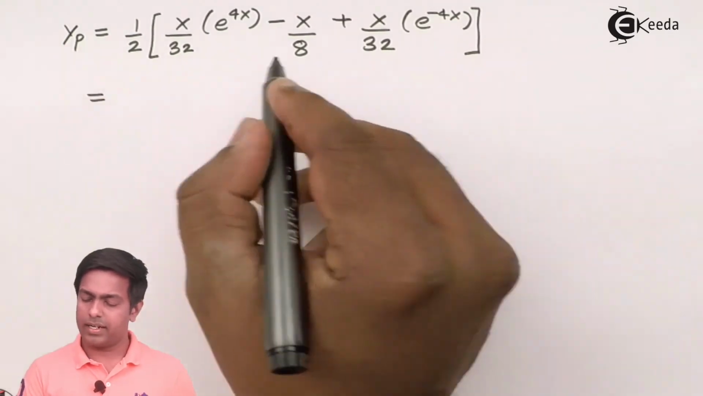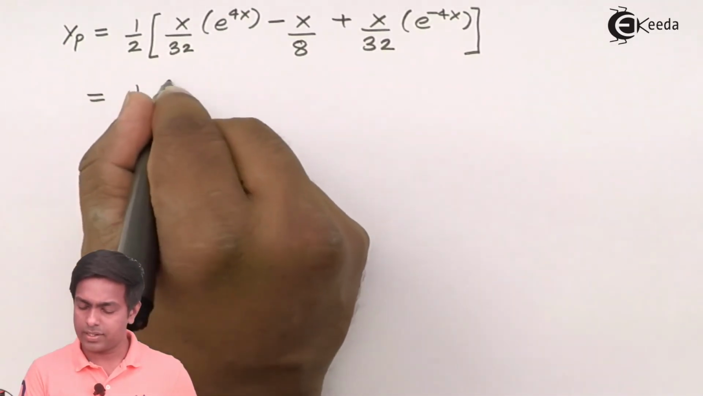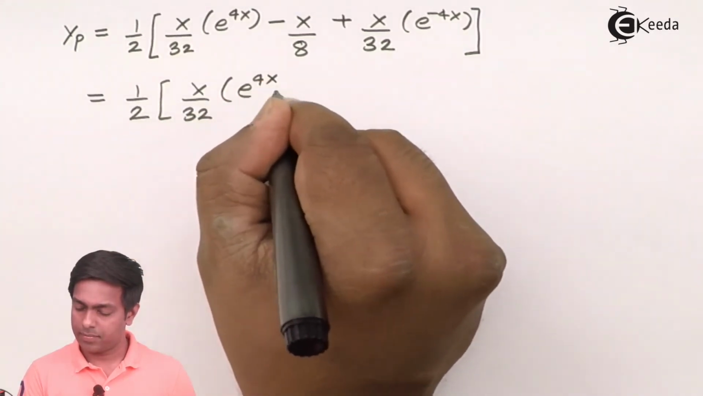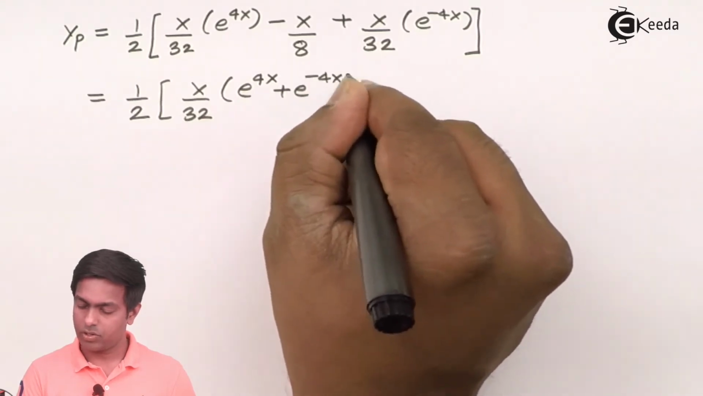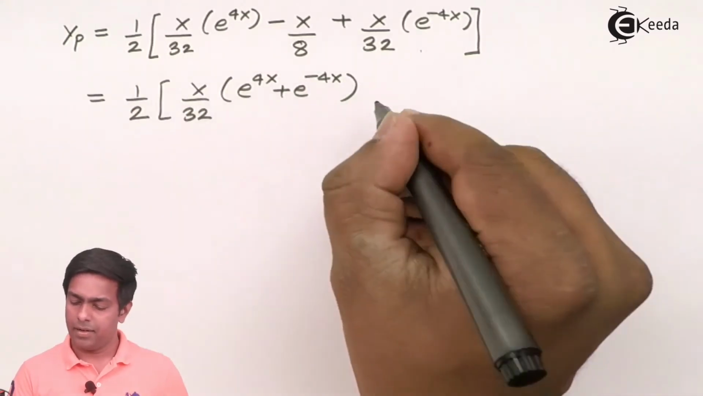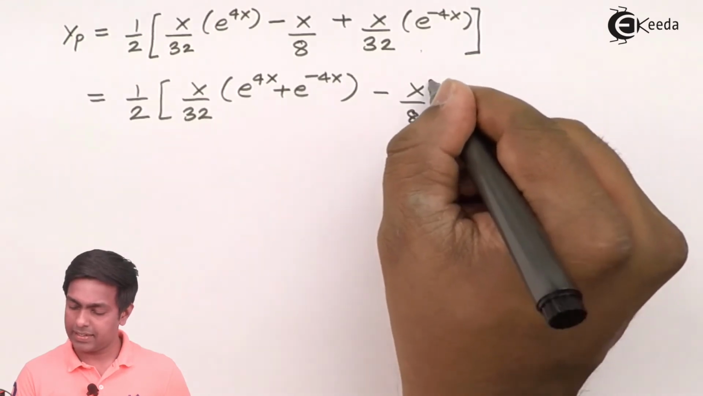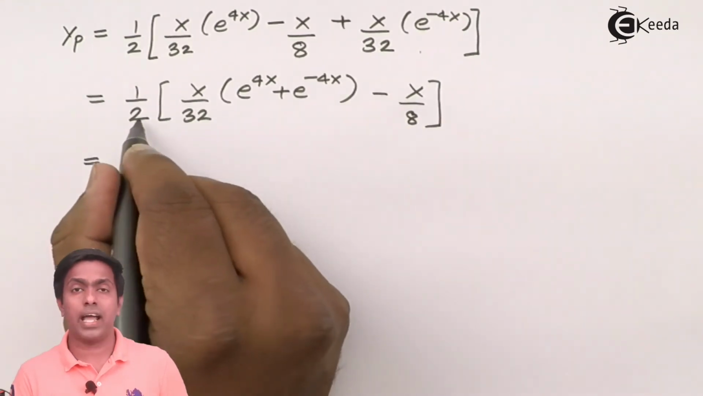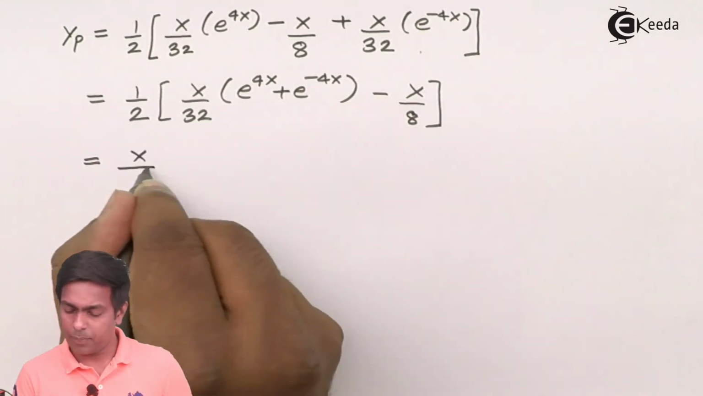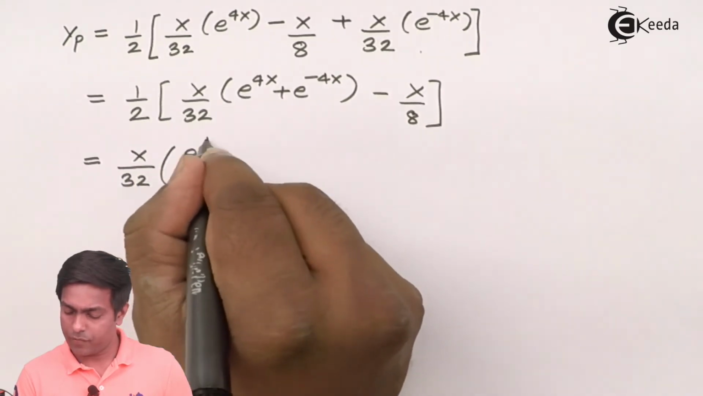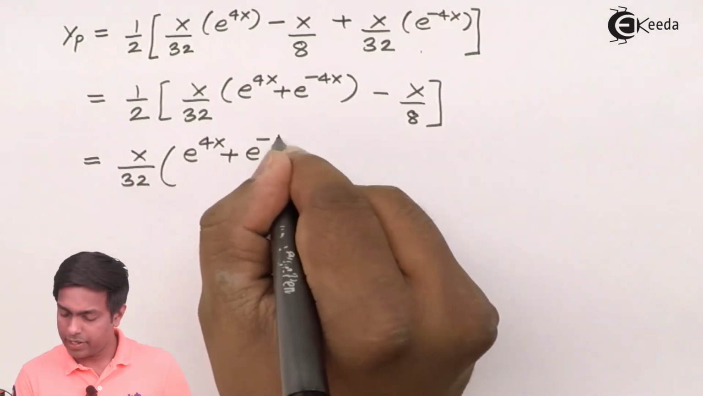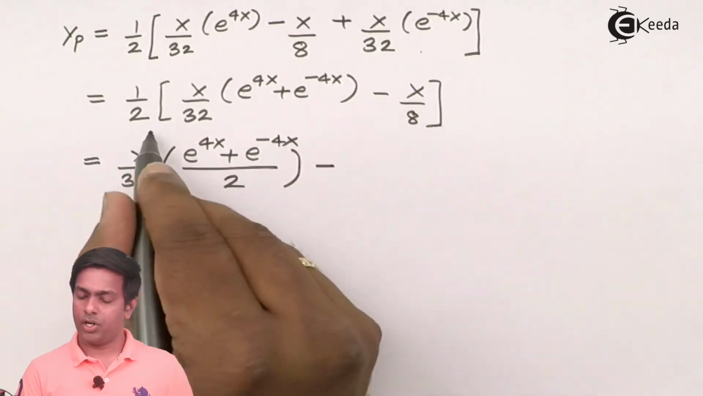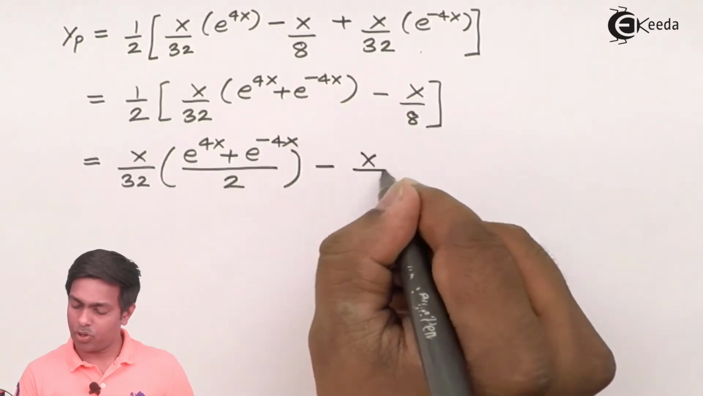So what I'll do is I'll take x upon 32 together. So 1 by 2 as it is, x by 32 common, and bracket will get. So I've taken these two terms together. Then minus x upon 8 as it is. Now these two I'll shift here. So that will become x upon 32 into e to the power 4x plus e to the power negative 4x upon 2 minus, this will become 2 8s are 16, that is x upon 16.